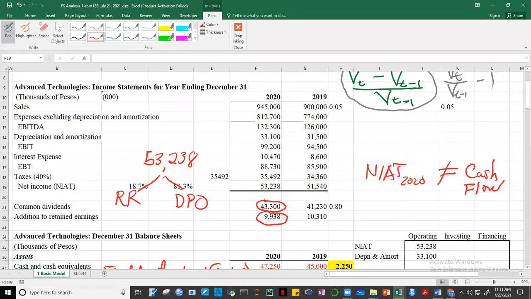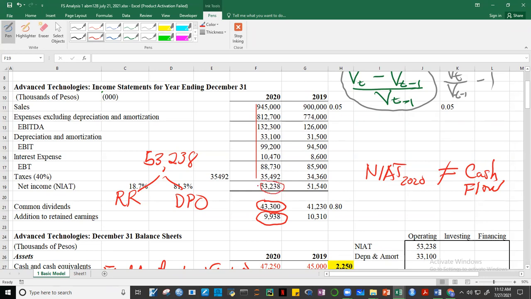Why is it not equal to cash flow? Because in arriving at your net income after tax, there were some items that were added to it or subtracted to it that were non-cash. So yung mga items, guys, na dinagdag natin, any items above this net income after tax na non-cash, kailangan ibabawas natin dito yun.